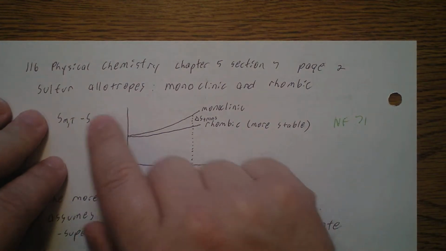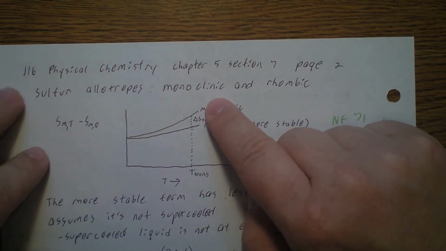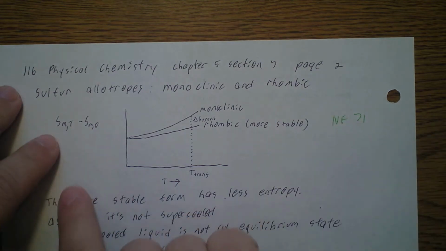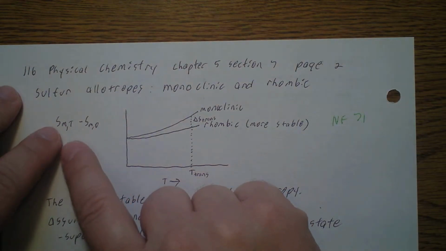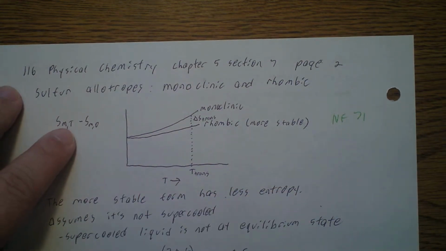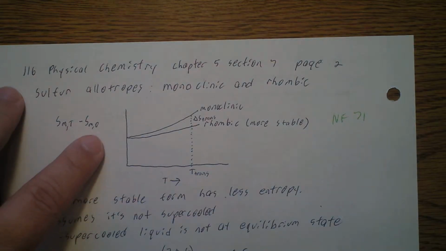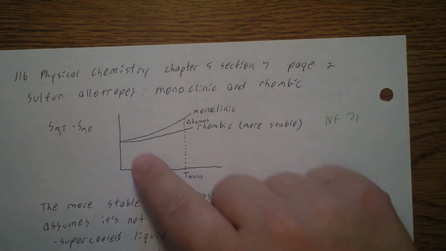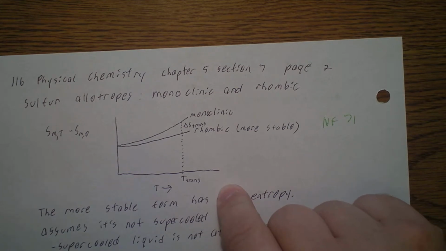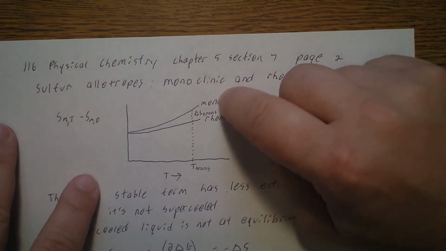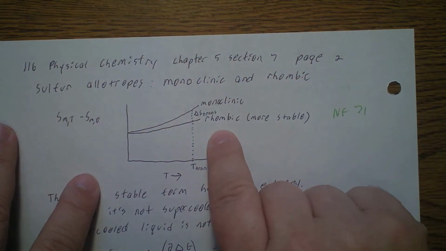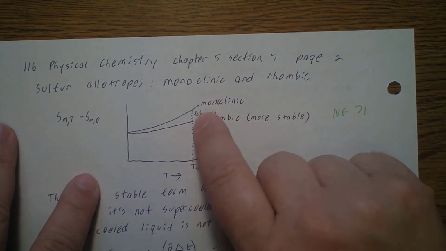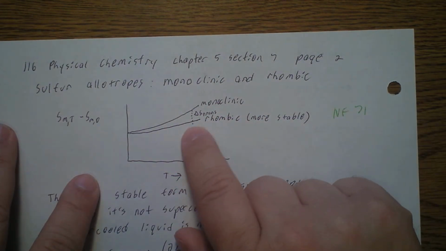Now, let's talk about allotropes of sulfur. There's the monoclinic and the rhombic. So here, our vertical scale is the distance in molar entropy between T and O. I don't know which is which. Should be like monoclinic and rhombic. So anyway, here's temperature, increasing temperature. So let's start over here. We have the monoclinic allotrope of sulfur up here, and we have the rhombic version down here. It's lower entropy, and based on this only, we would say it's more stable.